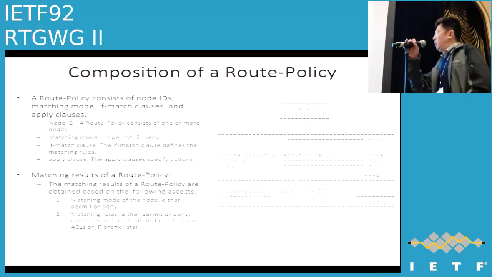Okay, the matching result of the route policy is obtained based on the following aspects: the matching mode of the node as permit or deny, and matching rows. So in each row we have permit or deny, and in each node we have permit or deny. Finally, these two parameters decide whether this policy permits or denies, and applies some changes to some parameters.